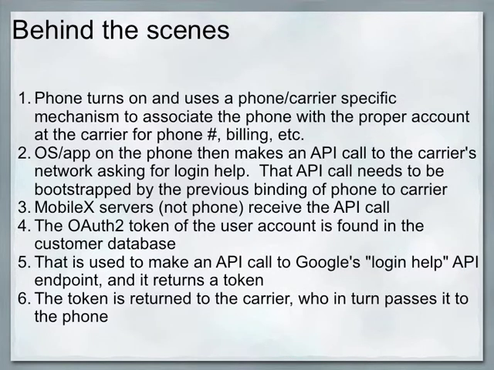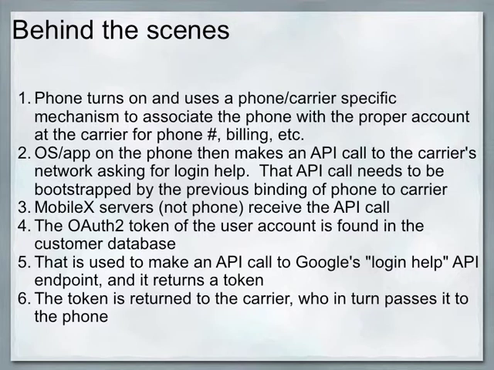Now, behind the scenes, there's a lot going on here. The first step is that the phone turns on and uses the carrier and device-specific mechanism to authenticate the device to the carrier and to be mapped to a specific user's account. Now, what happens next is some software on the phone will need to make an API call to the carrier's network to say, hey, I'd like some help getting this user logged in.